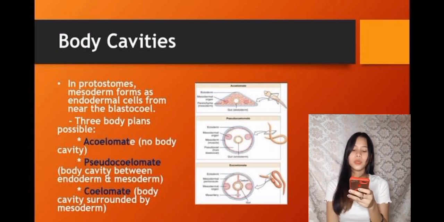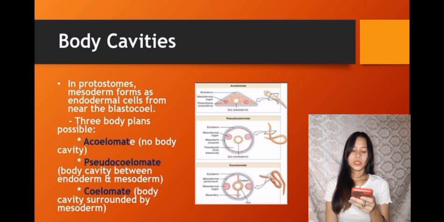The next one we have is pseudocoelomate. It is an invertebrate such as a nematode or rotifer having a body cavity that is a pseudocoel. It is called pseudocoelomate because it is not fully lined by mesodermal cells as in the true coelomic cavity of vertebrates.